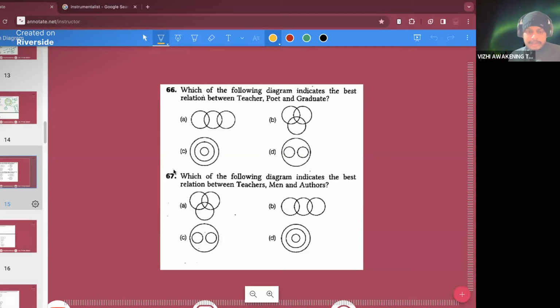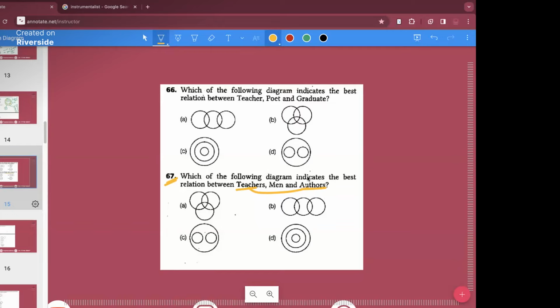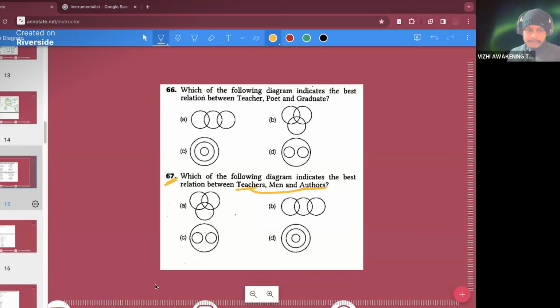Yes, 67. Teachers and authors, we will think of these two things as separate professions. If a teacher has written a book in quantitative ability, we will not assume him as both teacher and author. Option B, sir. Yep, B. Anybody else apart from Shruti and Rajesh and Haritha?